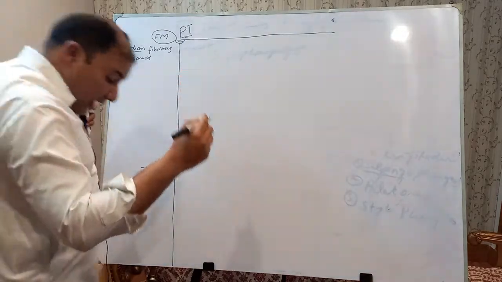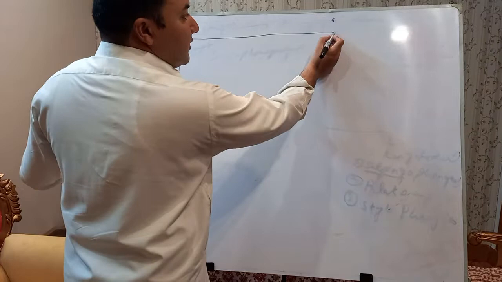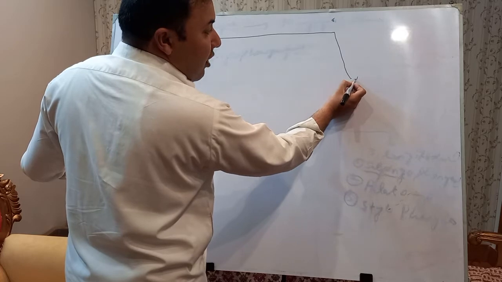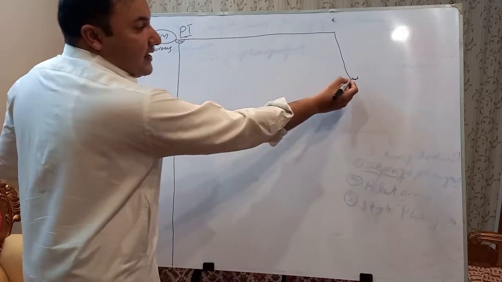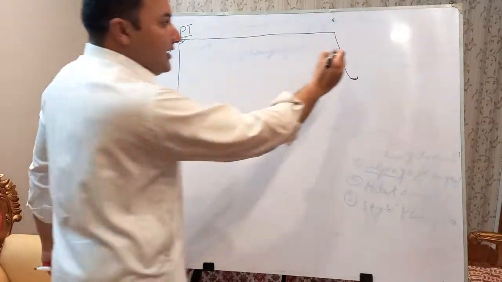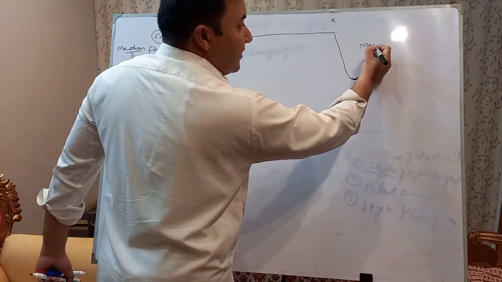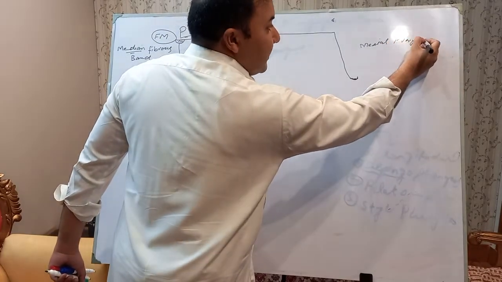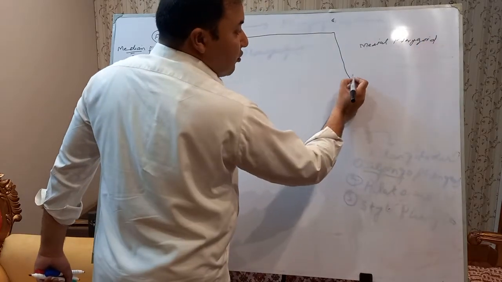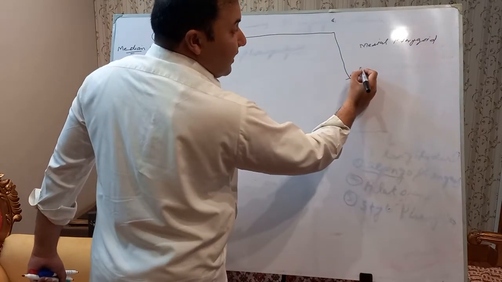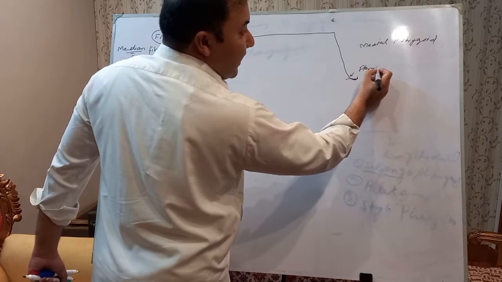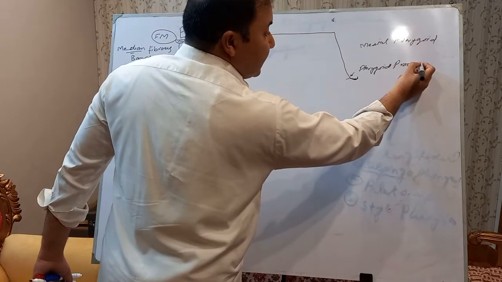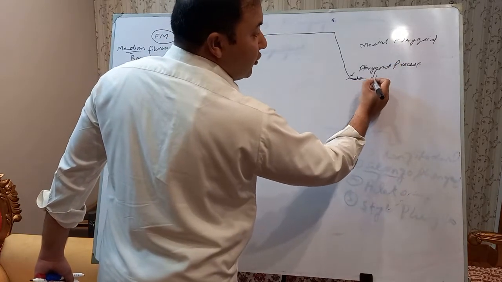Now, on the base of skull there is another important structure called the medial pterygoid plate. This is part of the pterygoid process, and at the end of the medial pterygoid plate there is a hook-like structure called the hamulus.